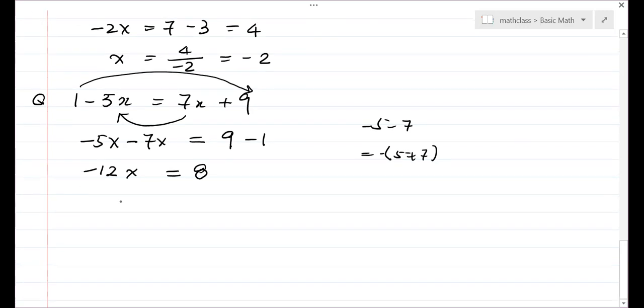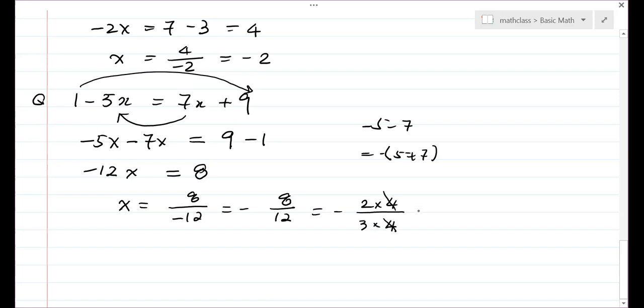Okay? Then you divide both sides by -12. And then you have to simplify it. Okay? How do you simplify it? You have to factor 8. 8 is 2 times 4. 12 is 3 times 4. 4 cancels out. You get 2/3.